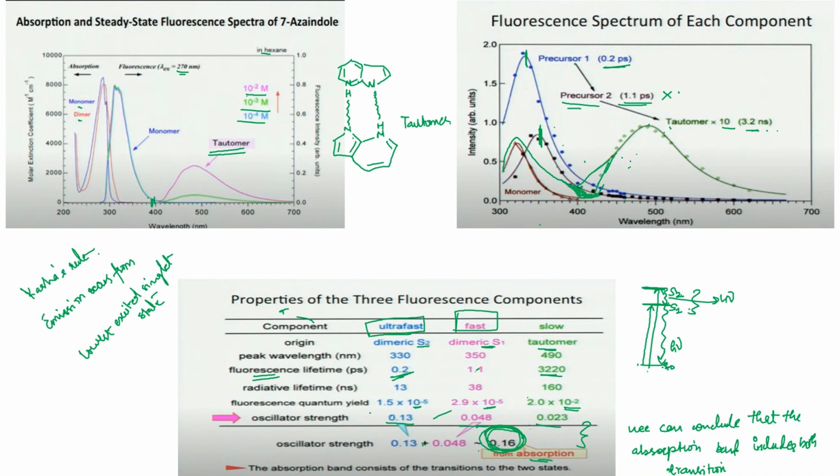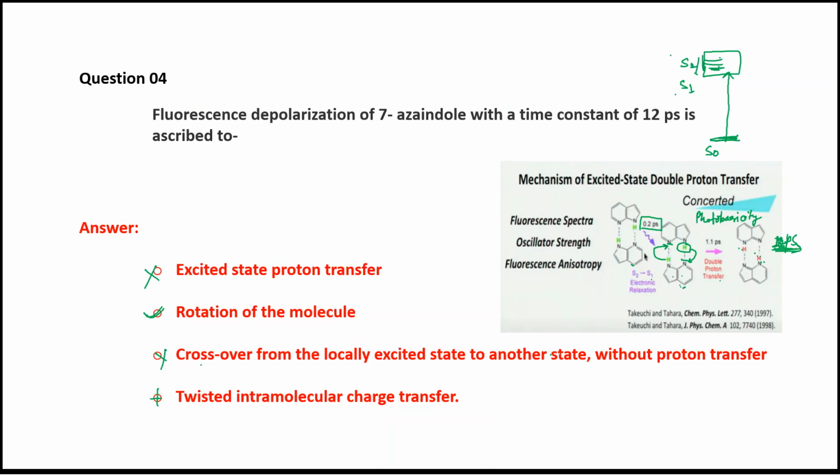When there was a total study, and the oscillator strength of each was calculated, it was found that the total absorption noticed in this dimeric state is the contribution of these two, ultrafast and fast. So the oscillator strength, which is also related to the absorbance, is the sum of these two, which states that the absorption is occurring due to the transition to these two states, the S1 and S2.